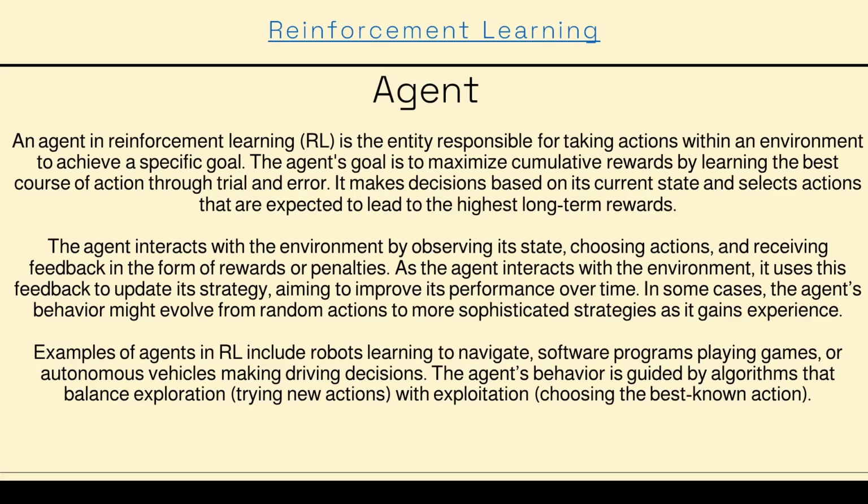The agent interacts with the environment by observing its state, choosing an action, and receiving feedback in the form of rewards and penalties. As the agent interacts with the environment, it uses this feedback to update its strategy, aiming to improve its performance over time. In some cases, the agent's behavior might evolve from random action to more sophisticated strategies as it gains experience. Examples of RL include a robot learning to navigate, a software program playing games, or autonomous vehicles making driving decisions. The agent's behavior is guided by algorithms that balance exploration, trying new actions, with exploitation, choosing the best known action.